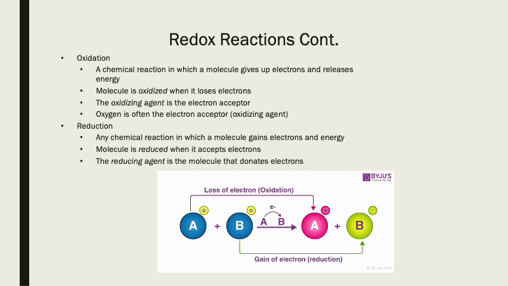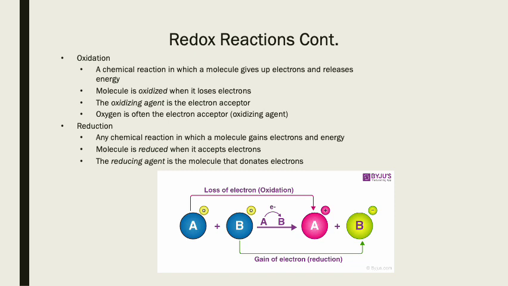So in this situation, A loses its electron, so it becomes oxidized. B took the electron, so B is the oxidizing agent. Usually oxygen is the one that takes the electrons, which is why it's called oxidation. Usually oxygen is the one that's doing the oxidizing and it's taking the electrons away.